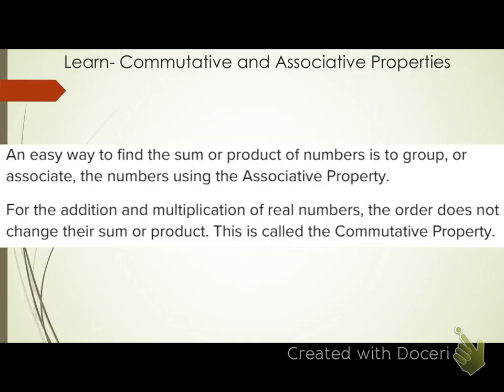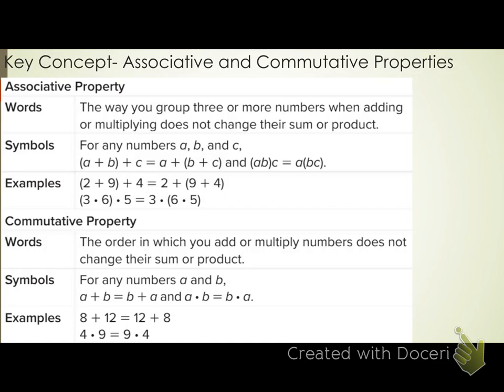The next slide talks about these two things as well. So I'm going to go to that slide. It just puts it into words, symbols, and examples for us, just like yesterday's properties did. So the associative property, the way you group three or more numbers when adding or multiplying, does not change their sum or product. So, some examples here.